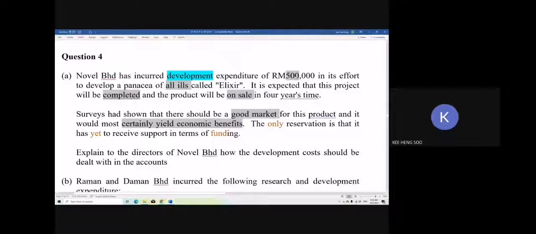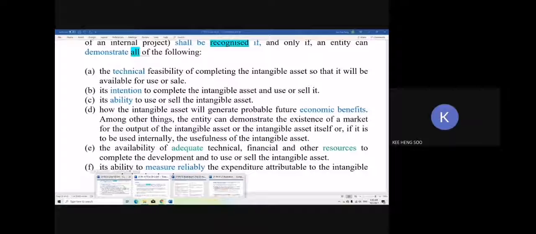Category E, adequate resources. The funding, you cannot get it. This company still cannot get the approval from the bank for the loan. So you make sure that you fulfill all the criteria. Then this one can be recognized as intangible asset. Clear? I hope that this can help you to answer this week tutorial.